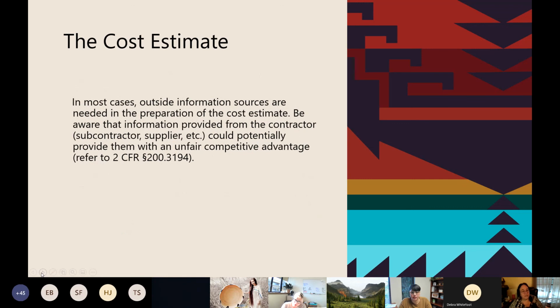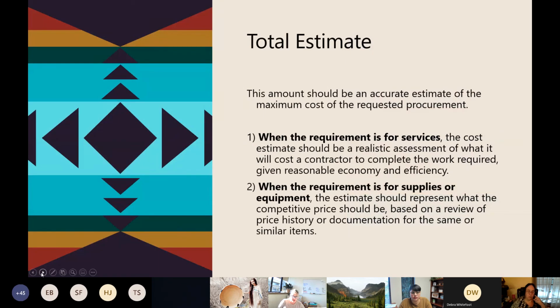So in most cases, outside information sources are needed. When you prepare that cost estimate, be aware that information provided from the contractor or subcontractor or supplier could potentially provide them with an unfair competitive advantage. So you'd go to 2 CFR and look under 319 to read a little bit more about that. So be cautious if you're going to ask somebody to bid on them to call and get your basis of what your amounts are going to be.